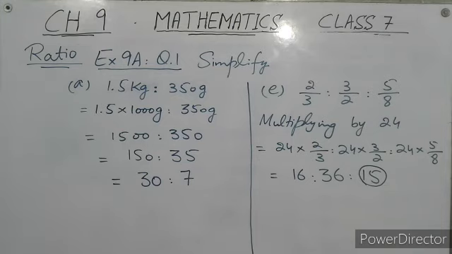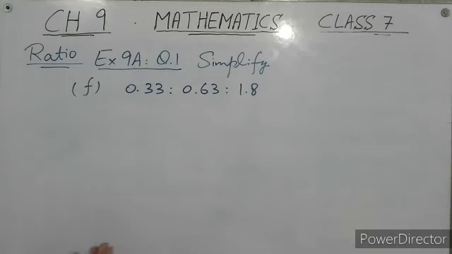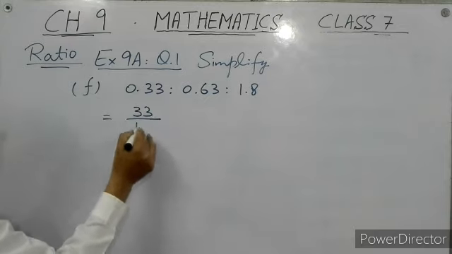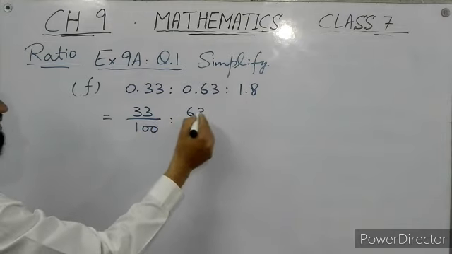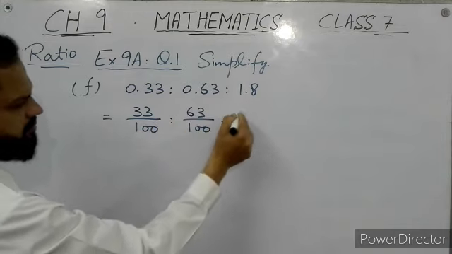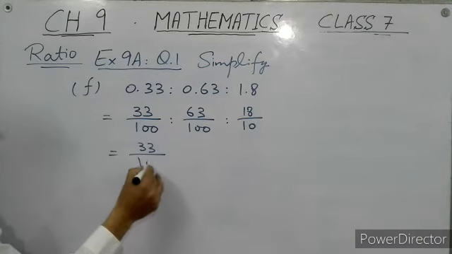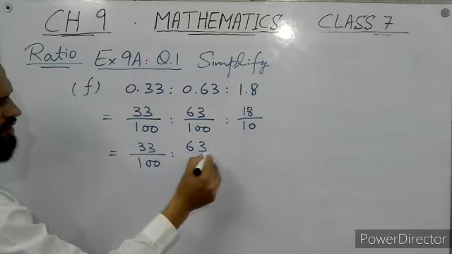Now I do F part. To simplify, first step you will check the units. Units are not written and the ratio has no units, it means units are same. Second step is you will convert decimals into fractions. 0.33 can be written as 33 over 100, 0.63 as 63 over 100, 1.8 as 18 over 10. 18 over 10 can be simplified to 9 over 5.